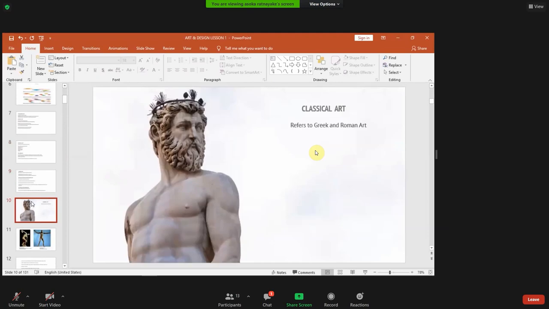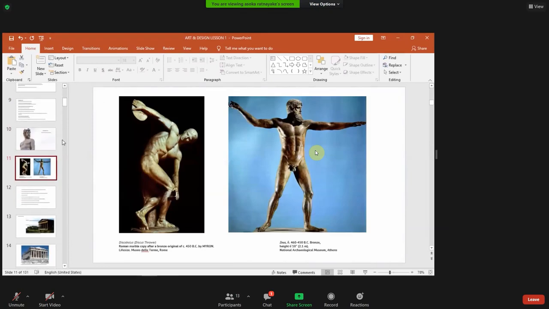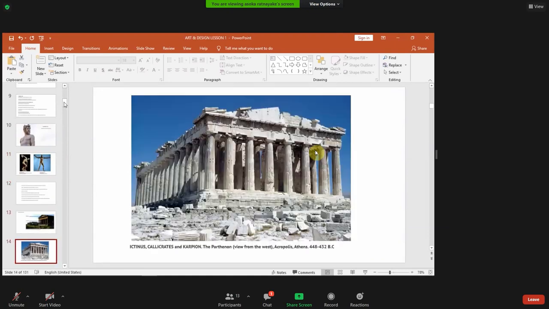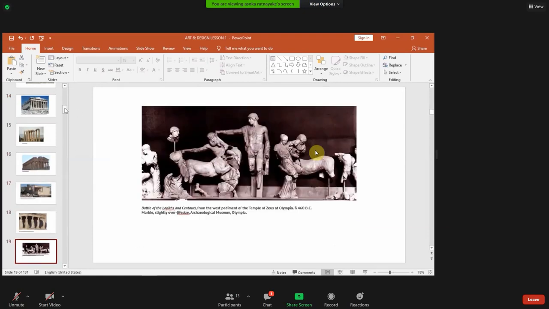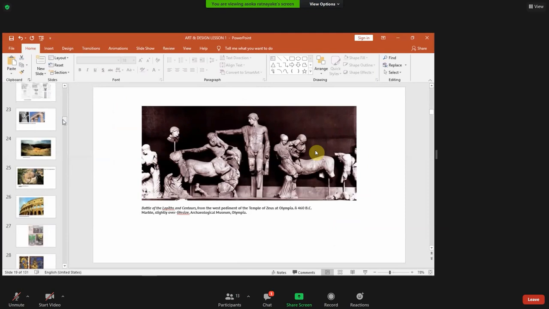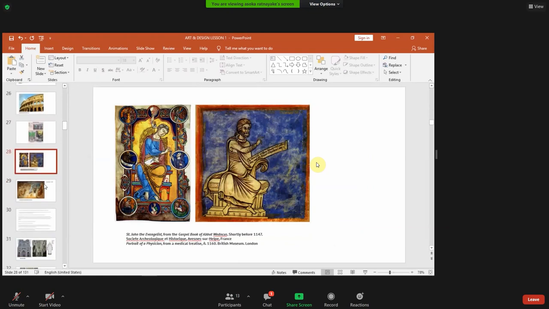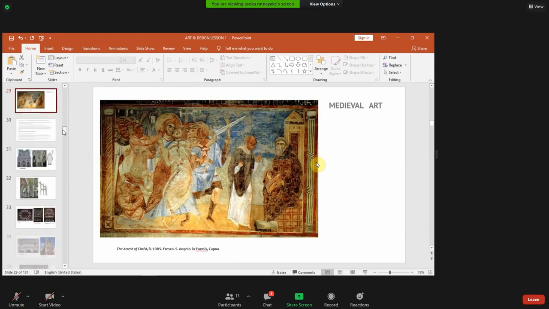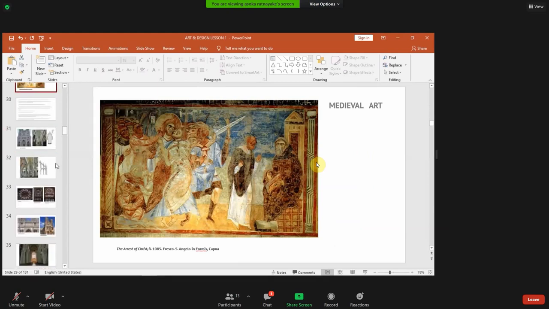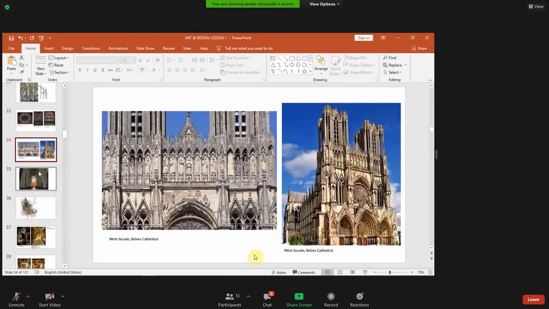So we discussed the classical art movement, about Greek and Roman art. And yes, Greek and Roman art and architecture like these. Then the medieval age of art, with all the frescoes and religious paintings and Gothic cathedrals in architecture.